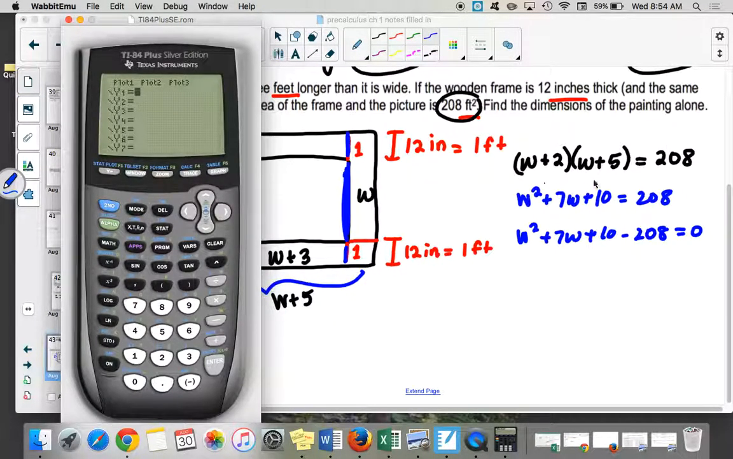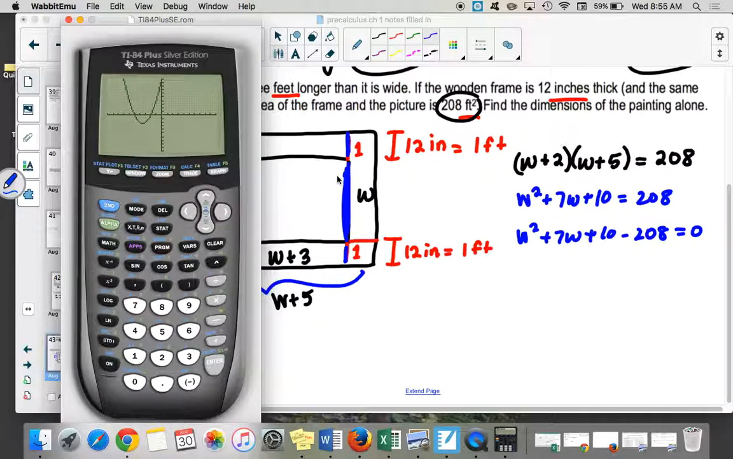All right, so one way to do this is to set the left side of this equation, like this W, so you don't even have to multiply it out. So I'm going to put in X plus 2 times X plus 5 for Y1. Then for Y2, I'm going to put 208. I put the left side of the equation in for one part, and the right side in for the second part. And then we hit graph, and we see part of it, but not all of it.